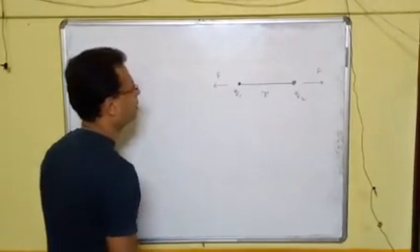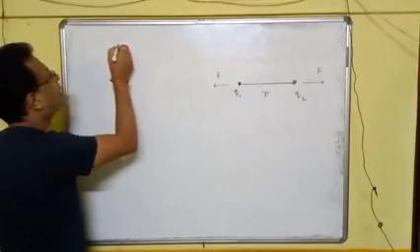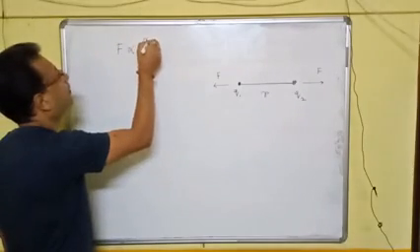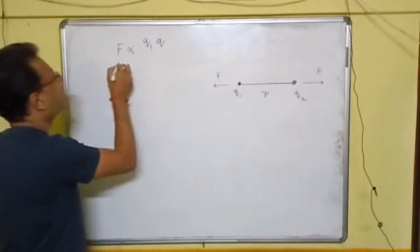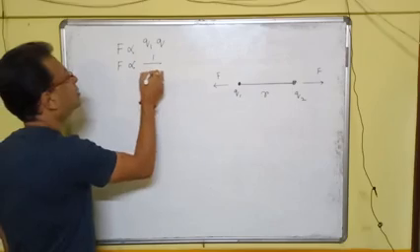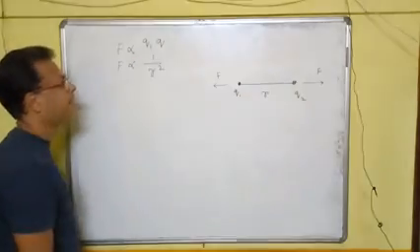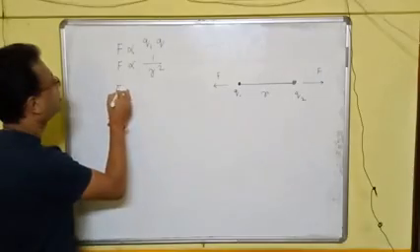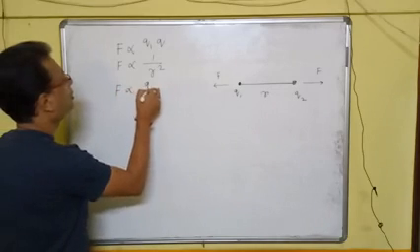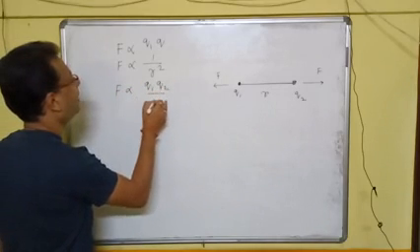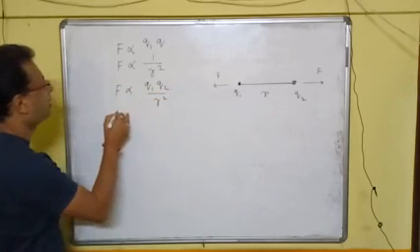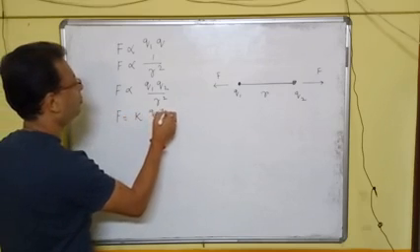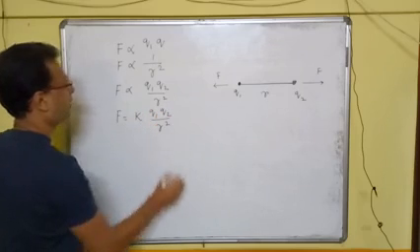Now according to Coulomb's law, the force of repulsion is directly proportional to the product of their charges and inversely proportional to the square of the distance between them. It's also known as the inverse square law. So you can write it as F proportional to Q1 Q2 divided by r squared, or you can write it as F equals some constant K Q1 Q2 divided by r squared.